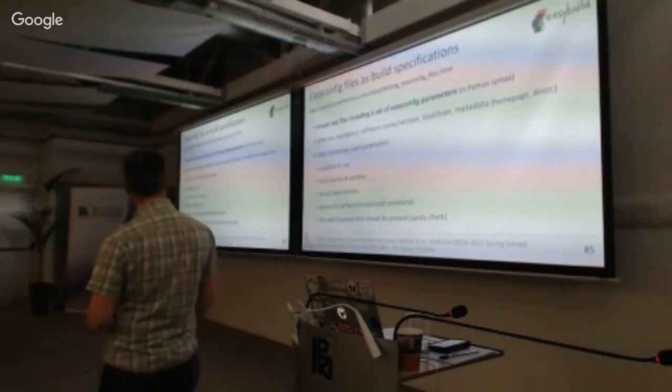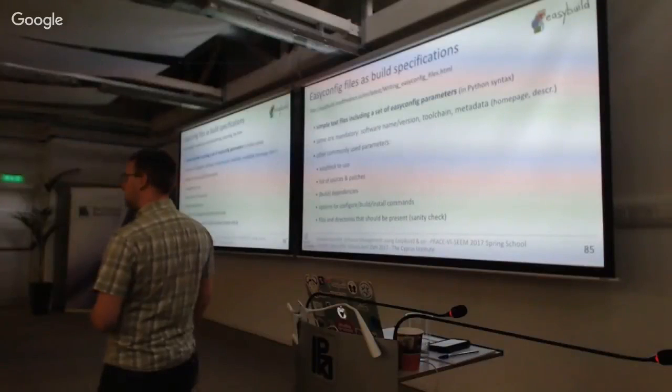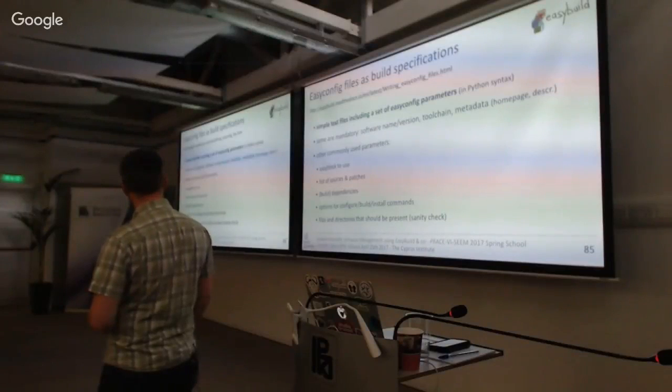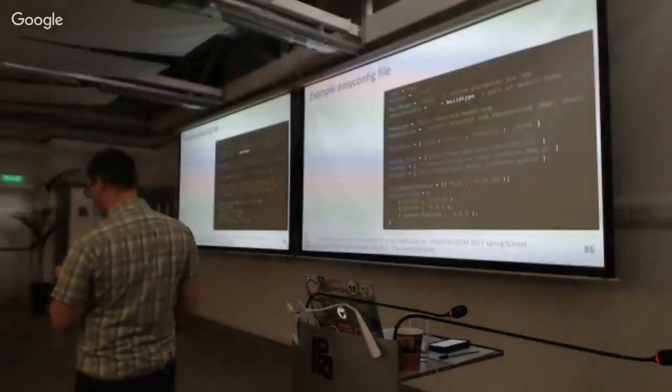And then other parameters, which are strictly speaking not mandatory but are often used, are which easyblock EasyBuild should be using for the software, which sources are required, maybe also patch files, which build and runtime dependencies should be there, maybe options to configure build and install commands. You can specify these in an EasyConfig file as well. And then also for the sanity check, which files should be there once the installation is complete.